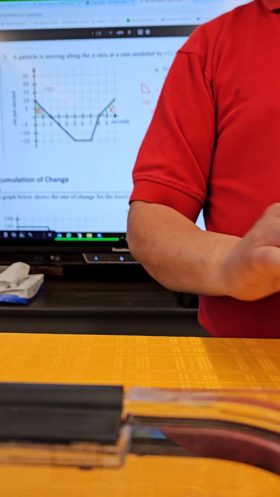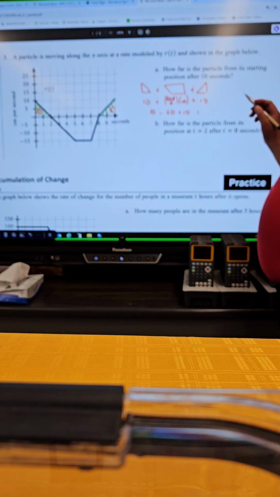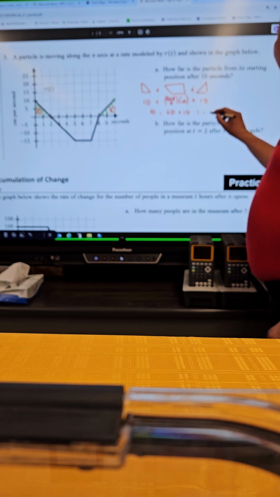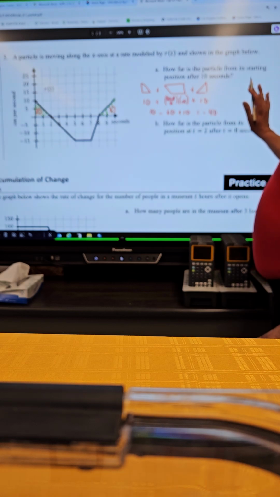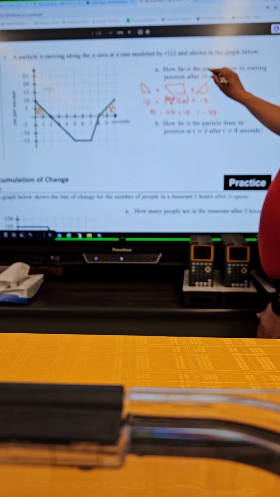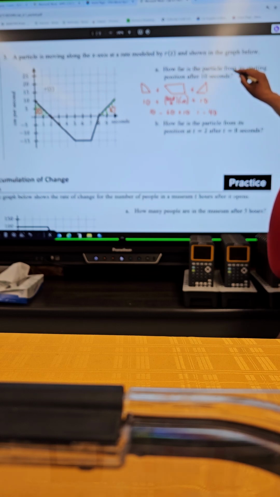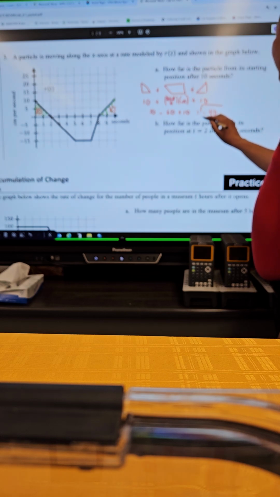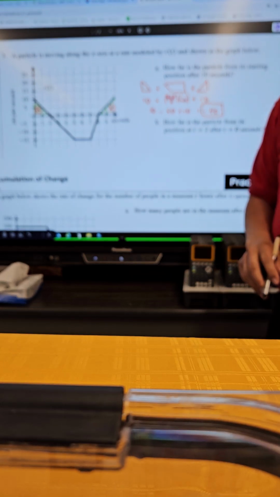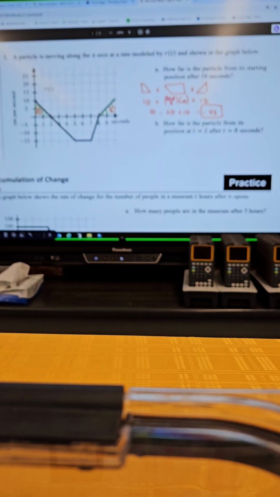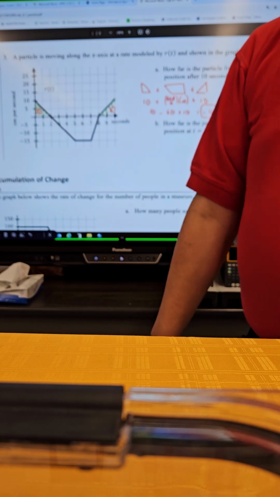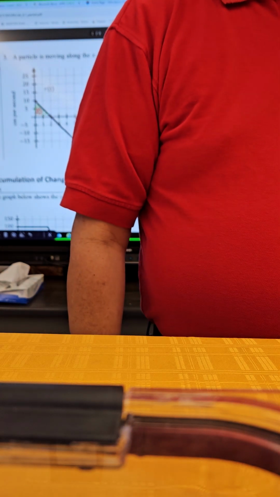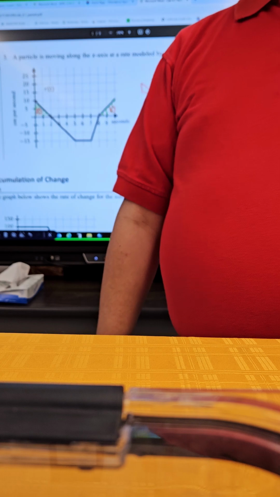What is the answer? Negative 40. But are we done? We're gonna interpret this one. How far is the particle from its starting point after 10 seconds? What do you interpret about negative? Is it left or right? Left. So our final answer would be 40 centimeters to the left.